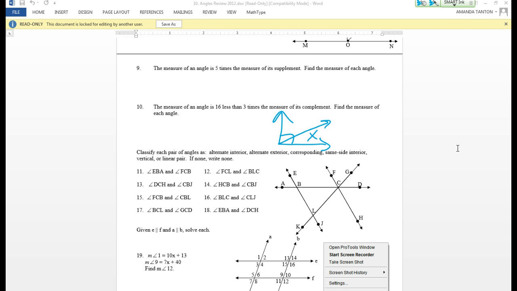I'm going to call one of them x. I'm going to call the other one 16 less than 3 times x. What does that look like? 3x minus 16. What do you do with those two? Add them to equal 90. So 3x minus 16 plus x equals 90. 4x minus 16 equals 90, and so on.